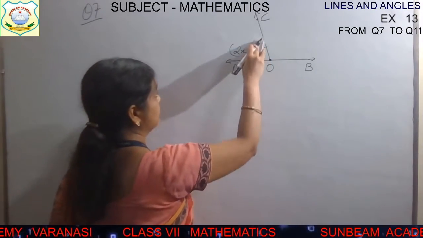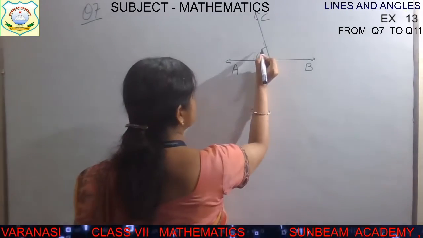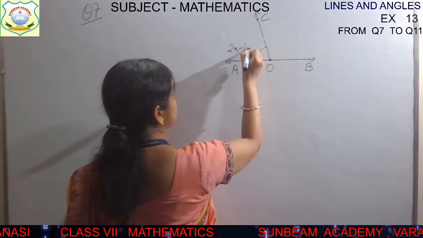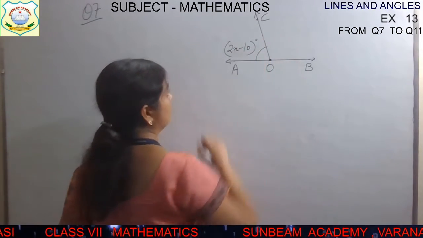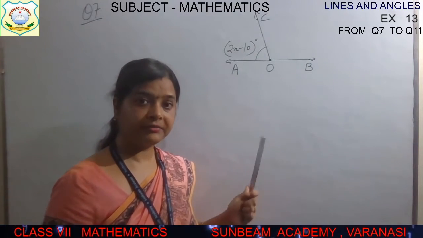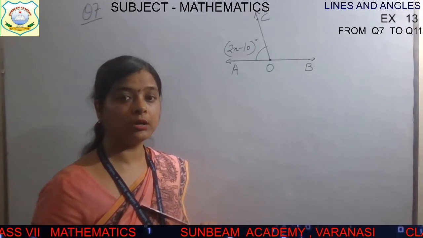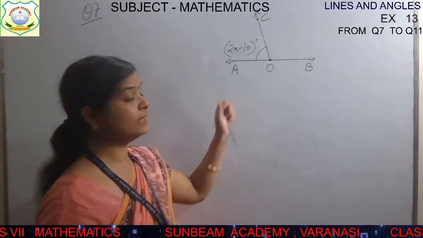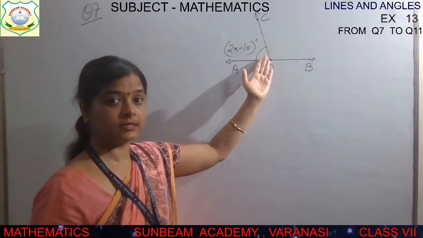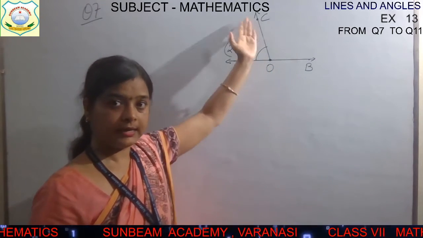Let's write it properly. I have to write big so that it can be visible to you. 2x minus 10, it is whole. They have not declared what the angle is. They have written it in terms of x. The angle is there, but its value is not known to us. Once we find the value of x, then we can easily find the measure of angle AOC.